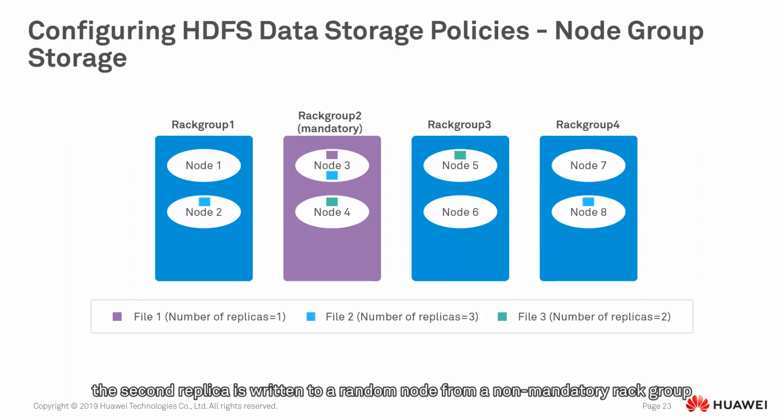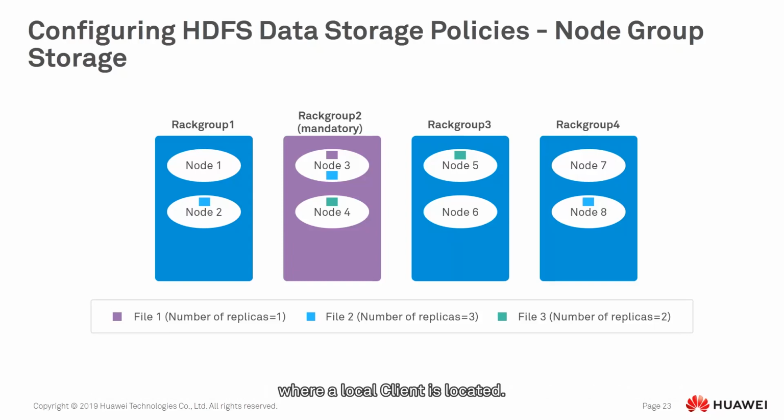The second replica is written to a random node from a non-mandatory rack group, where a local client is located. If the local client is located in the mandatory rack group, then the second replica is written to a node from other rack groups, and the third replica is written to a node of other rack groups. These replicas need to be stored in different rack groups. If the number of replicas is greater than that of available rack groups, extra replicas are stored in random rack groups.